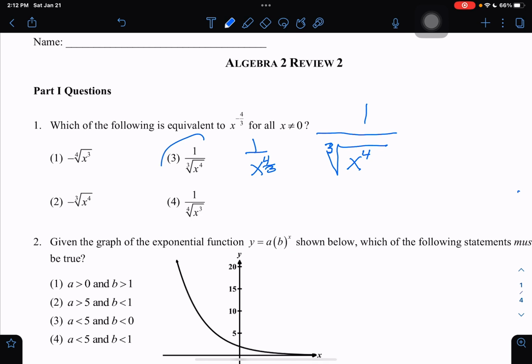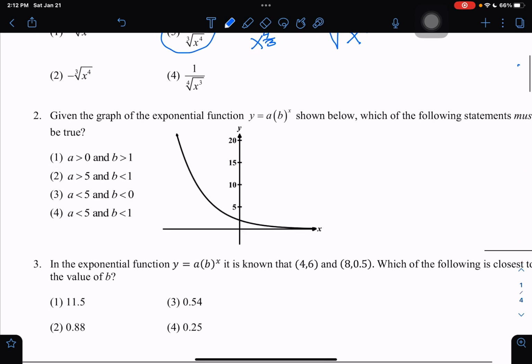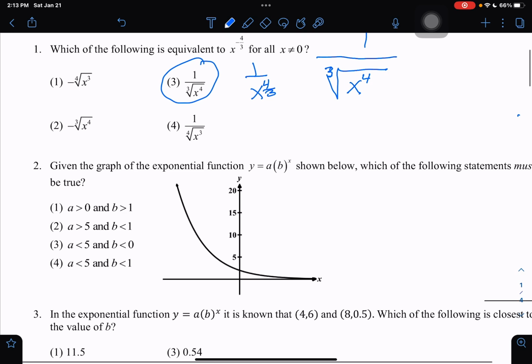So this is number 3. We learned that a is equal to the y-intercept. So this a, this y-intercept, is somewhere between 0 and 5. It can't be greater than 5, and it's definitely not less than 0. It's greater than 0, but the other one's not going to work. It is less than 5, so we're going to leave those two alone for a second.